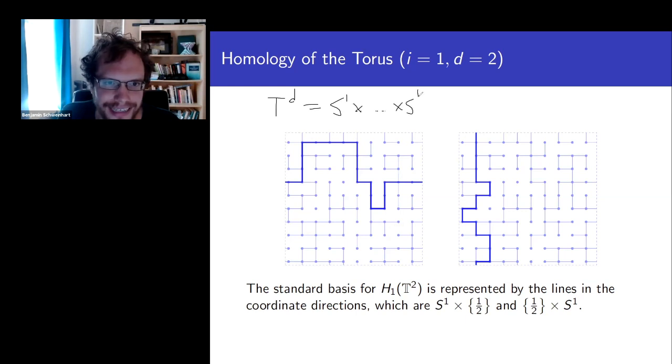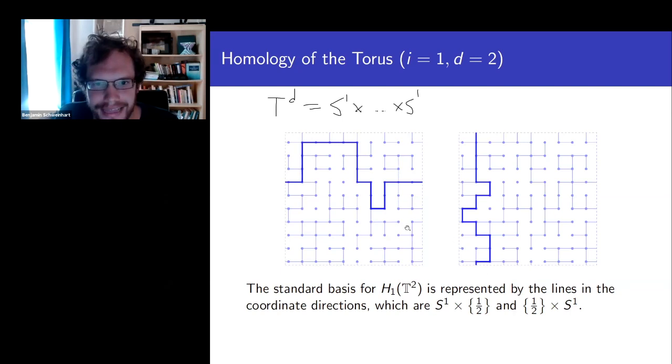Is topologically the equivalent of D circles, where the circles are given by exactly the lines in the coordinate directions. So the standard basis is these lines in the coordinate directions, which are just S1 cross 1/2. Here I don't have that particular one drawn, but this is homologous to it, and 1/2 cross S1. So like that. Okay, so these are circles. The basis for H1 of T2 is given by, you can view it as cycles that are represented by circles.